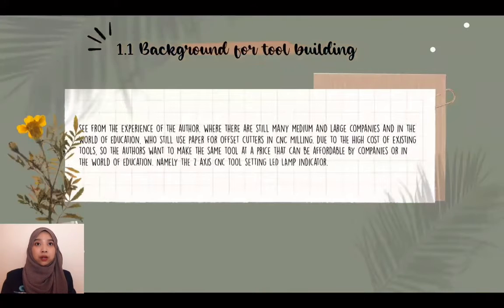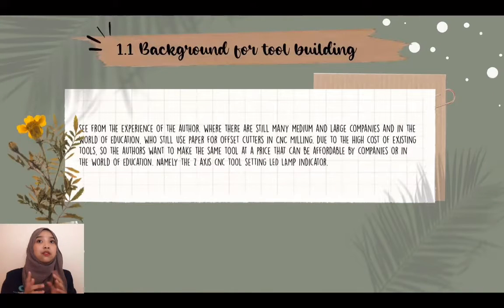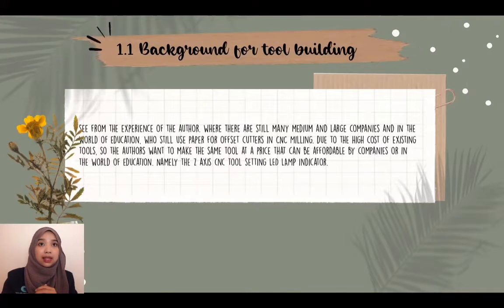1.1 Background for tool building. From the experience of others, there are still many medium and large companies and institutions in the world of education that still use paper for offset cutters in CNC milling, due to the high cost of existing tools. So the author wants to make the same tool at a price that is affordable for companies or in the world of education, namely the Z-axis CNC tool setting with LED lamp indicator.